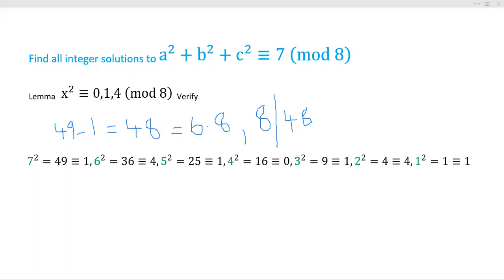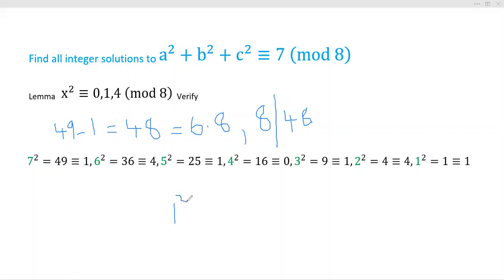Now you can kind of see what's going to happen right here. We're dealing with the sum of 3 squares, and we want to know if that can be congruent to 7. Just by looking at this limit without writing anything down, the answer would be no.